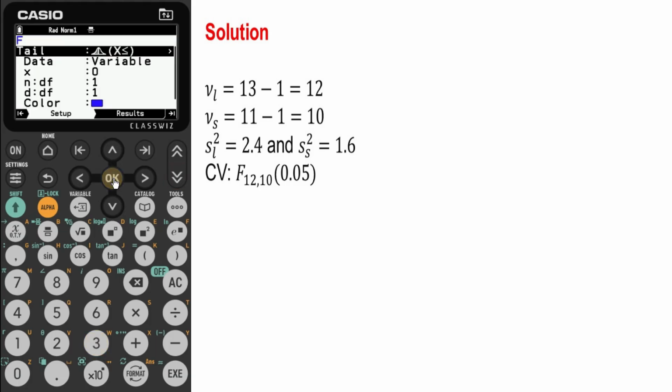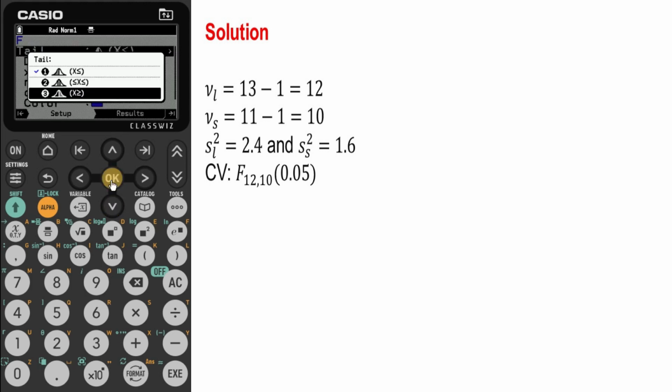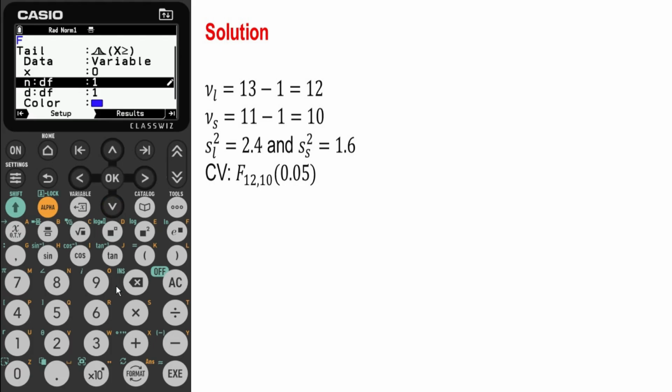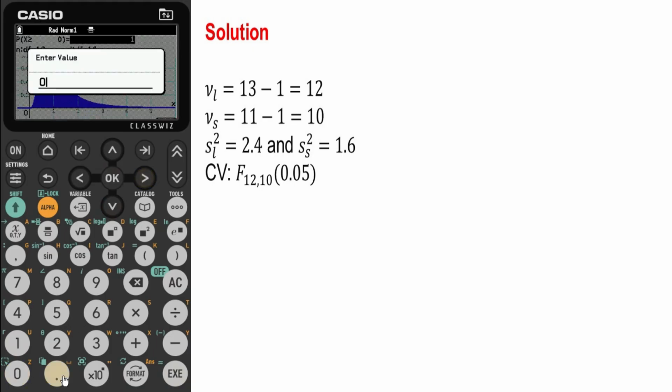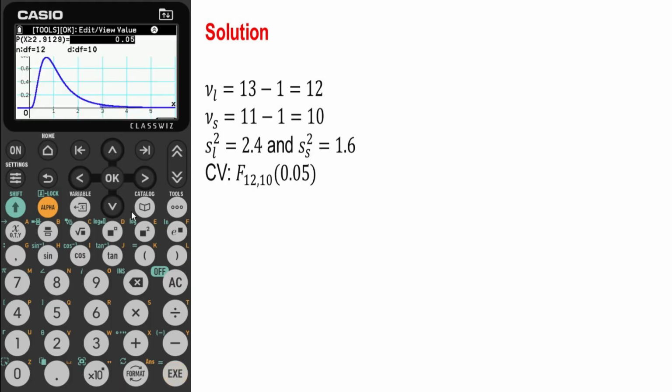We have an F distribution. Let's change the tail. We have 12 degrees of freedom for the column and 10 degrees of freedom for the row. Let's change the probability to equal 5%, and that's because we have a 2-tailed test, so we halve the 10%. You will find the critical value to equal 2.9129. We can now calculate the test statistic.